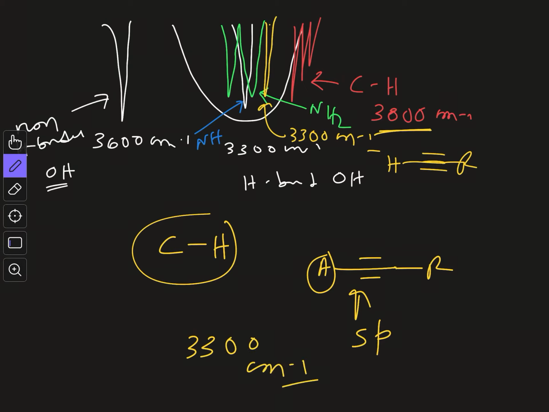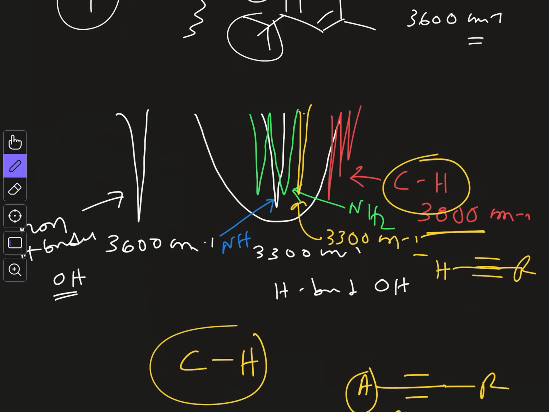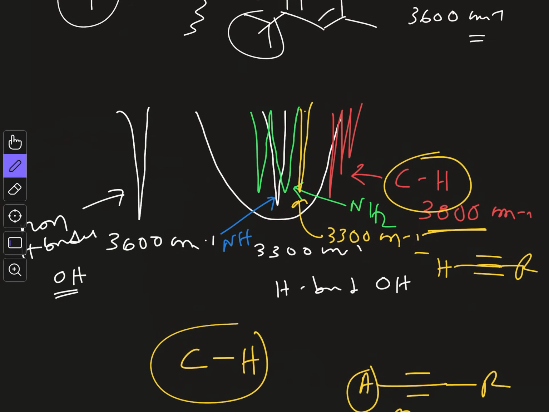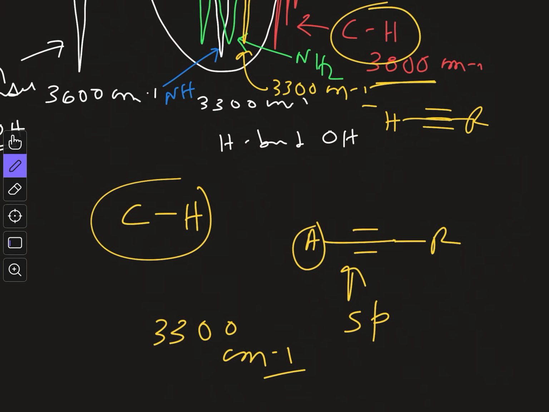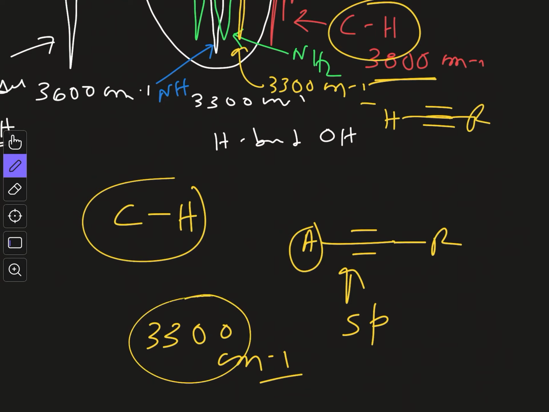Because reduced mass is the same, but here you are increasing the bond strength. When you have normal CH bond with saturated carbon, what happens? It is a weaker bond because it involves the sp3 hybrid of the carbon, but when you have the alkyne CH bond, it involves the sp carbon, and that's why the bond strength increases, and it comes at the same place where the NH group comes.